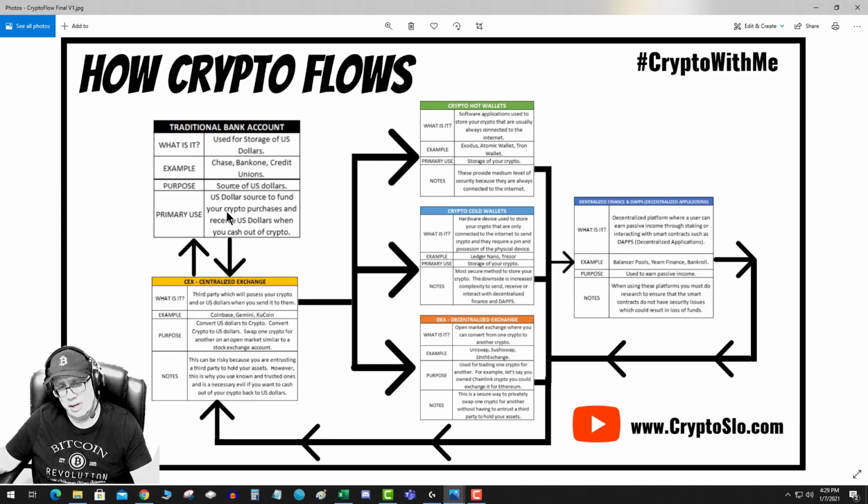So yeah, it's an amazing concept, and this is a concept a lot of crypto YouTubers won't cover many times. But I think it's really important to understand the bigger picture, because it can be very overwhelming to understand how crypto flows.